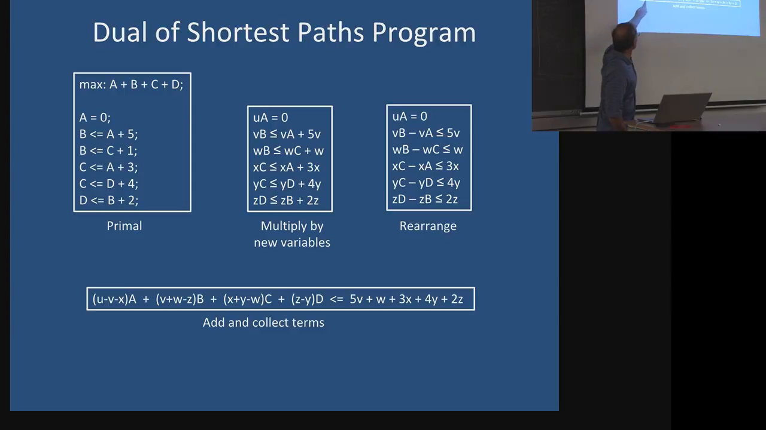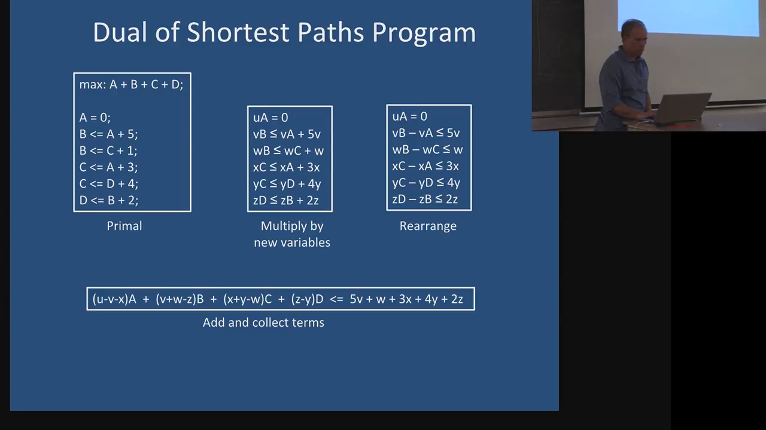What do we want these variables to add up to? What do we want the sum of this to be? We want to match the objective up there. Just trying to put an upper bound on the objective. So yeah, u minus v minus x must equal 1. v plus w minus z must equal 1. We want this to turn into a plus b plus c plus d.